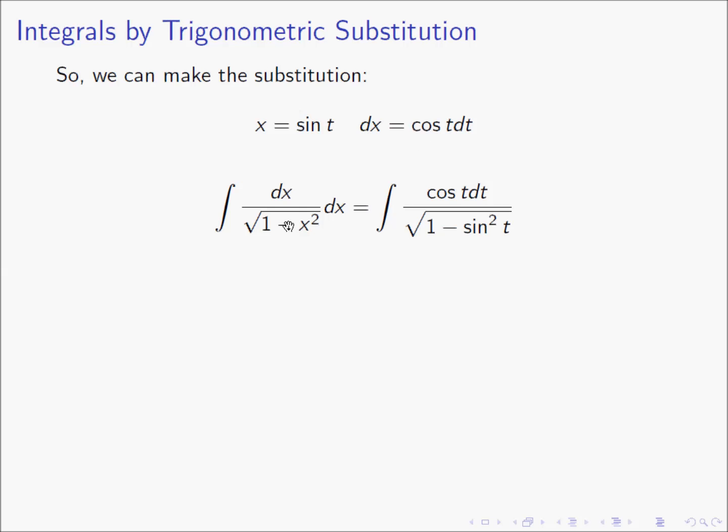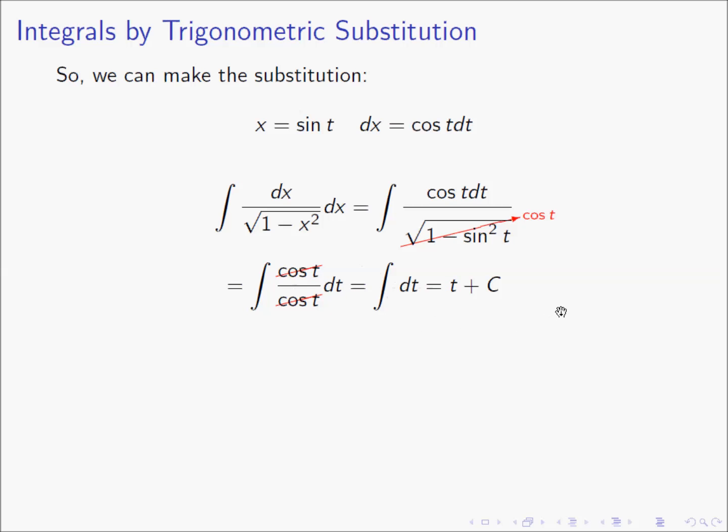So we make the substitution in the integral. Here dx becomes cosine of t dt, and x squared becomes sine squared of t. But here we can use the trig identity we just saw. This will be cosine of t. So here cosine of t cancels, and we get the integral of dt, that's just t.